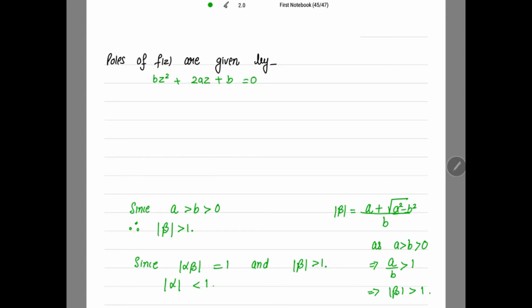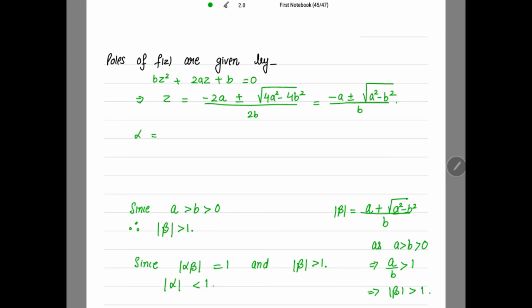This is your quadratic equation, and from here I get 2 roots of z, which is equal to minus 2a plus minus square root of 4a square minus 4b square over 2b, which is equal to minus a plus minus square root of a square minus b square. 4 is taken outside and then cancelling with 2, I am getting this. So I am having 2 roots for this equation.